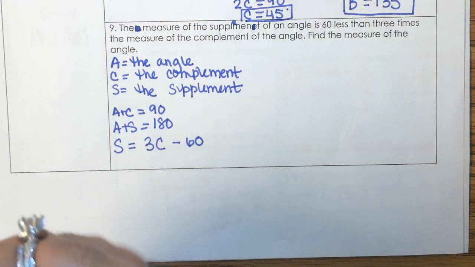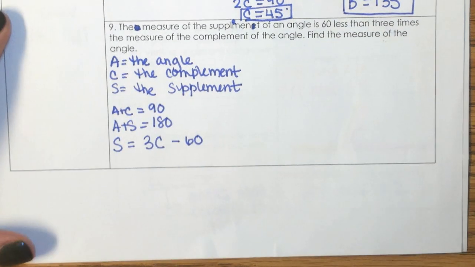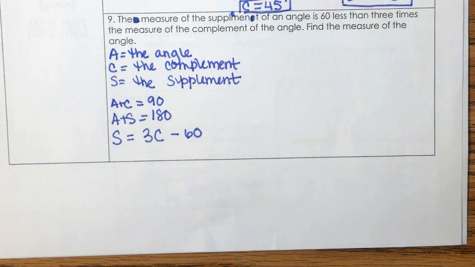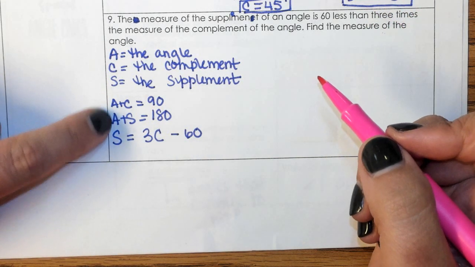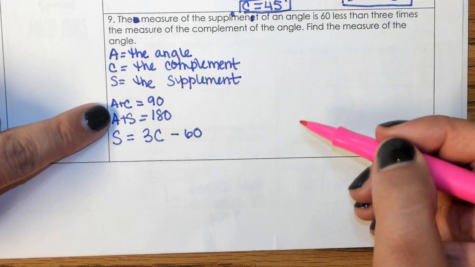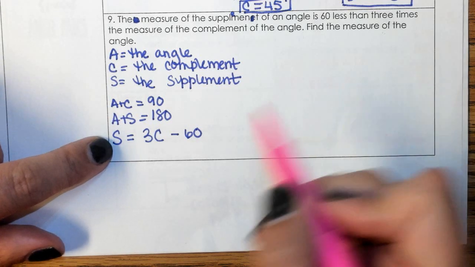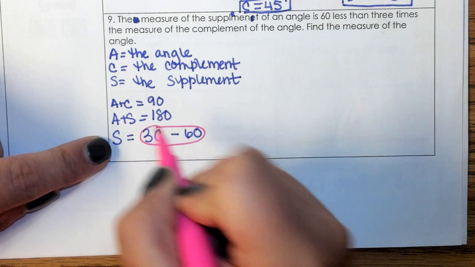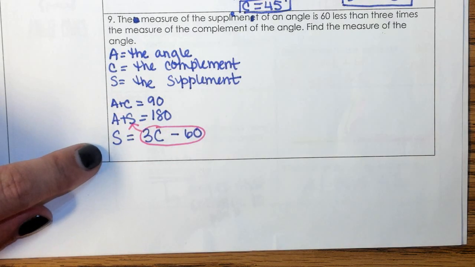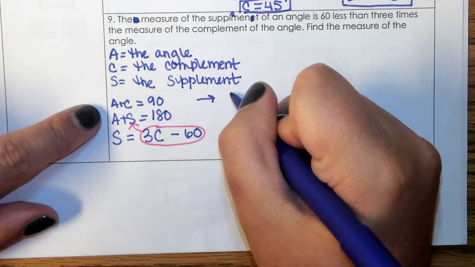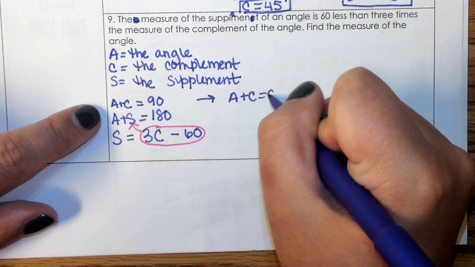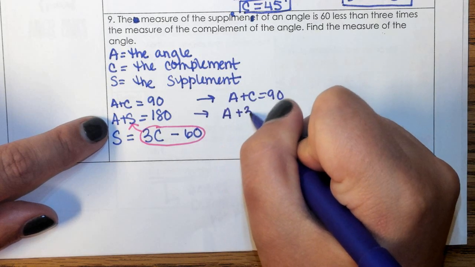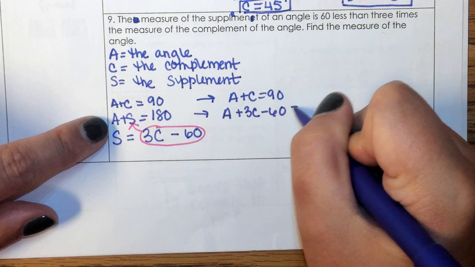Okay. So from here, we need to figure out how we're going to turn these 3 equations into 2 equations. I like using my first 2 equations whenever I'm going to do substitution or elimination. So I'm going to take what we have for S and replace it for S right there. So the first equation will stay A plus C equals 90, and the second equation will now be A plus 3C minus 60 equals 90.